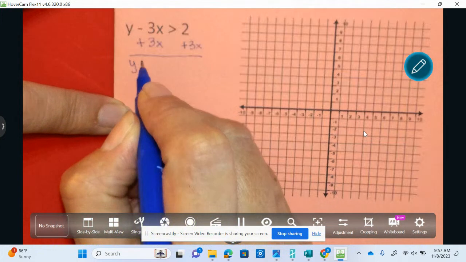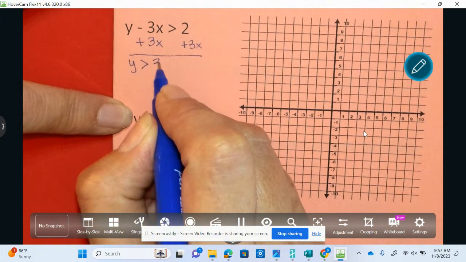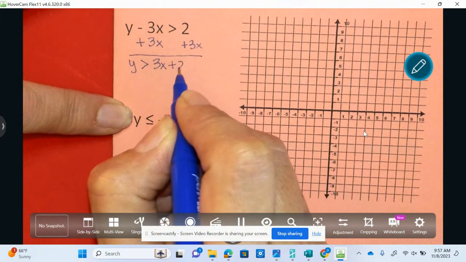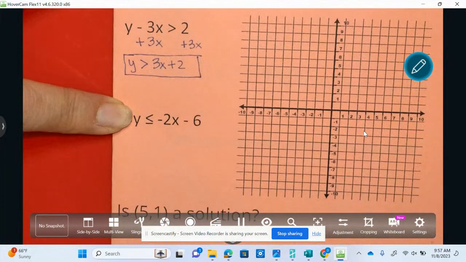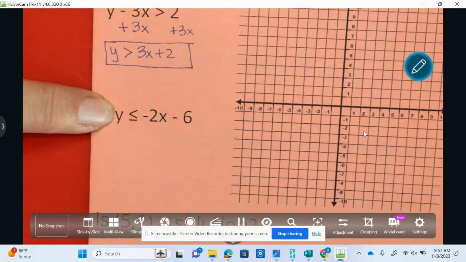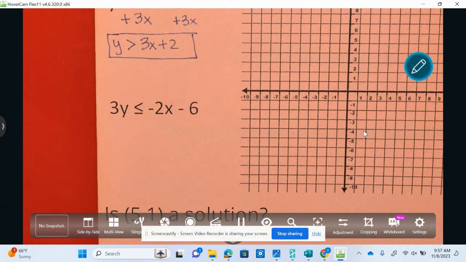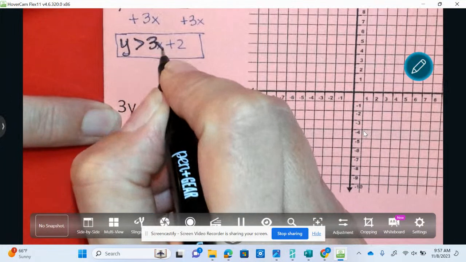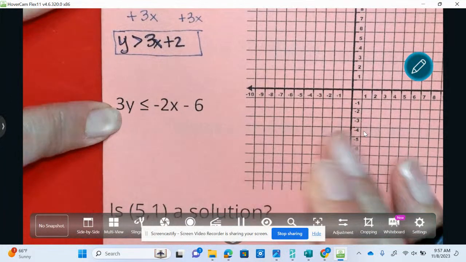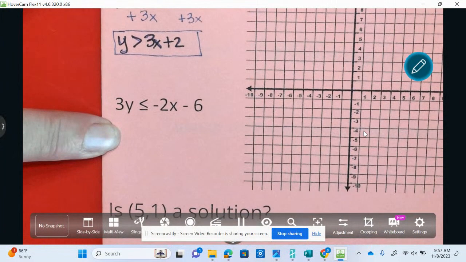So y is greater than 3x plus 2. Okay. So I'm going to write that again in black just because it shows up better. Y is greater than 3x plus 2. So the first thing I want to do is identify my slope. Ooh, what's my slope?